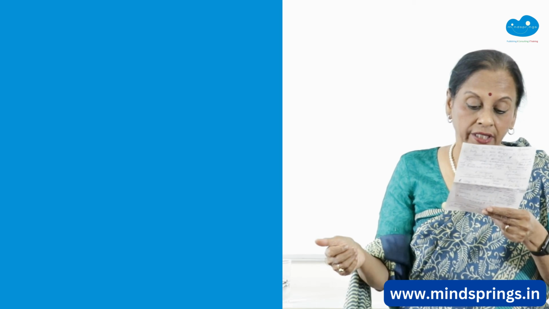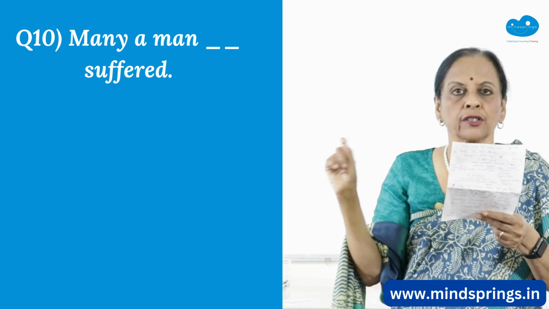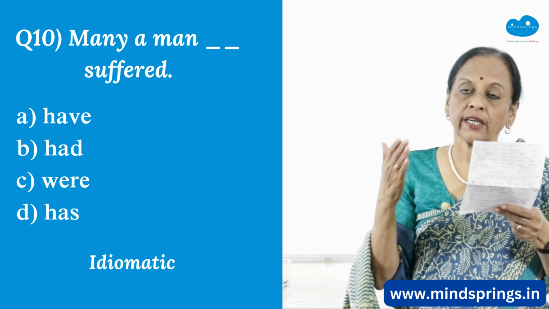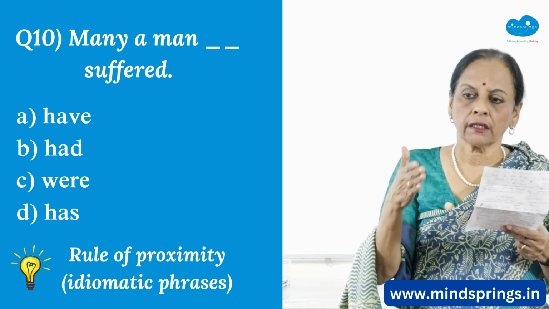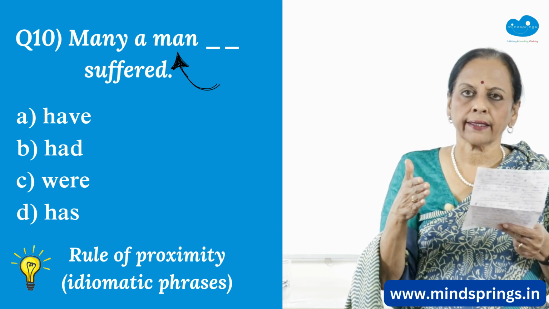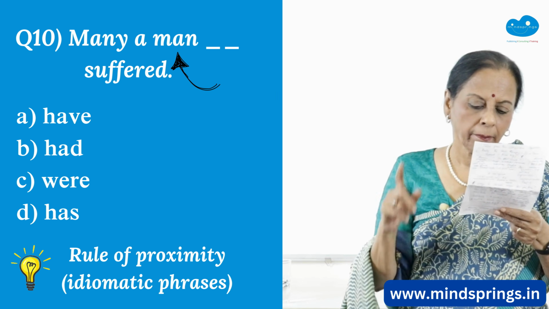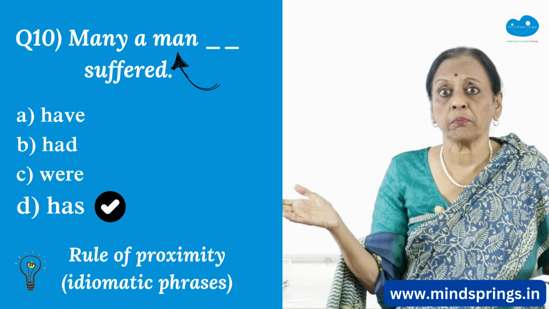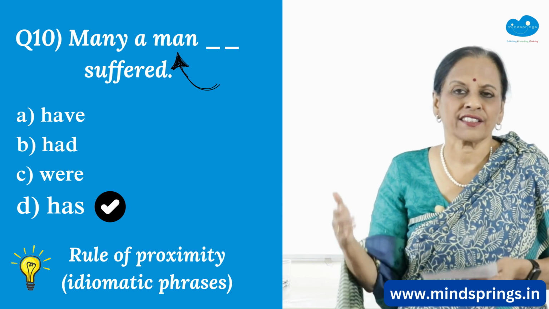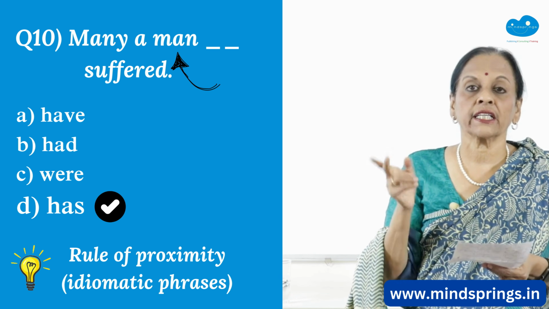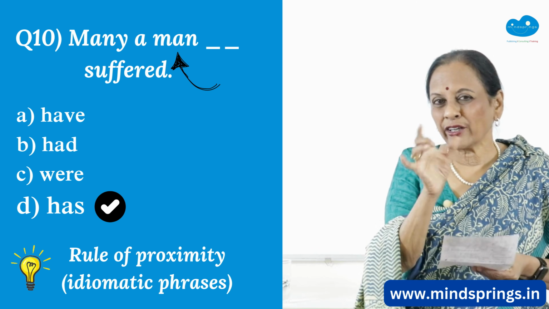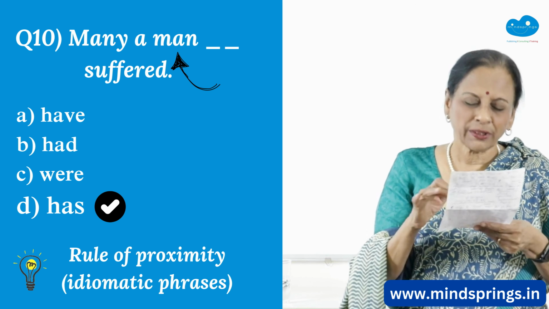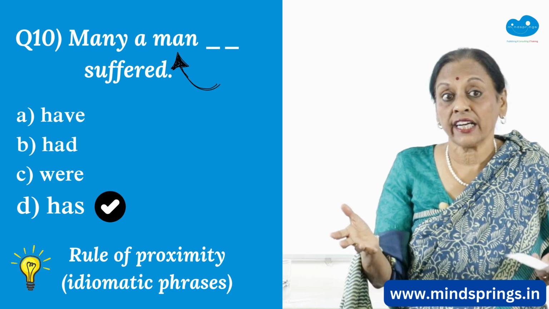The last one I have is: many a man dash suffered. This is almost idiomatic. So look again at proximity, look at the word before the blank, and that is your agreement. So many a man has suffered. We don't say many a man have suffered, it is completely wrong. So the rule of proximity can also come with idiomatic phrases like this, many a man, almost poetic, right? I'm just giving you that so that if you get it, you know what to do.